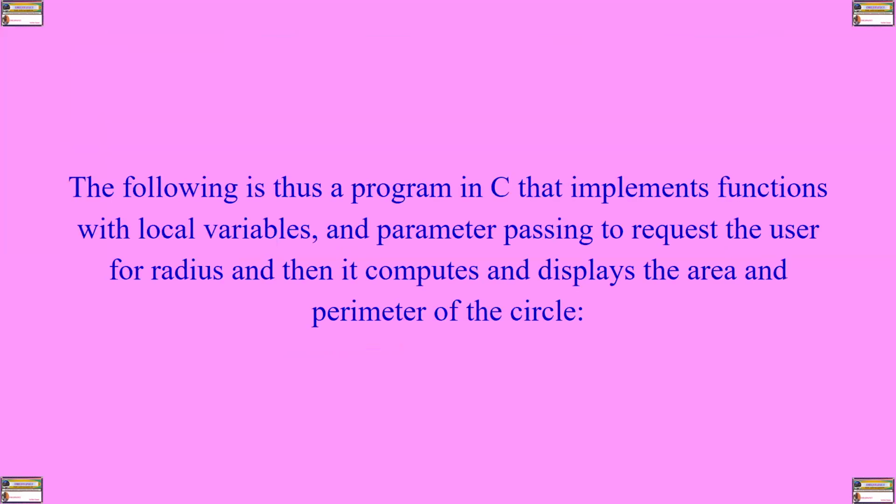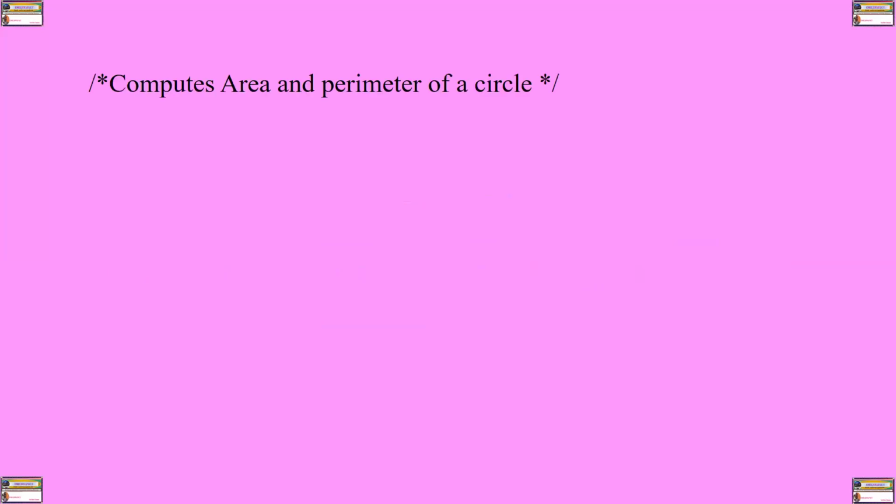The following is therefore a program in C that implements functions with local variables and parameter passing to request the user for a radius, and then it computes and displays the area and perimeter of the circle. The comment is compute area and perimeter of a circle. So this program is expected to perform two computations. One computation is to compute area, and the other is to compute the perimeter. The preprocessor directive is #include <stdio.h>.